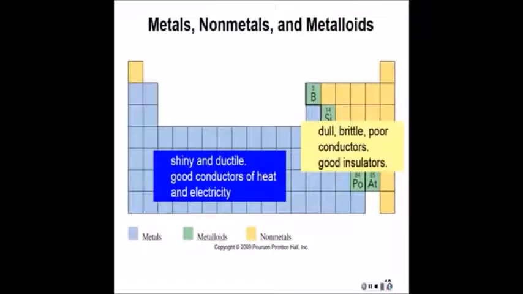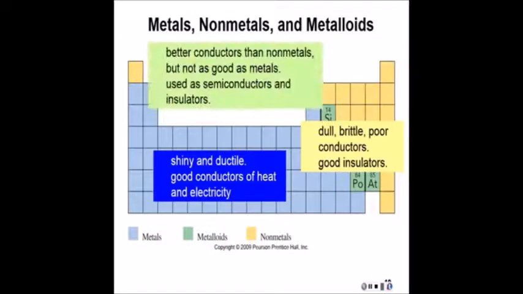Now, nonmetals, on the other hand, are the opposite. Dull, brittle, poor conductors. If anything, they're good insulators. And the metalloids are better conductors than nonmetals, but not as good as metals. And the metalloids are used as semiconductors and insulators. Now, one good semiconductor, of course, is silicon, which is used in computer chips.